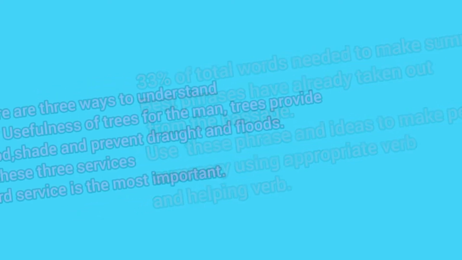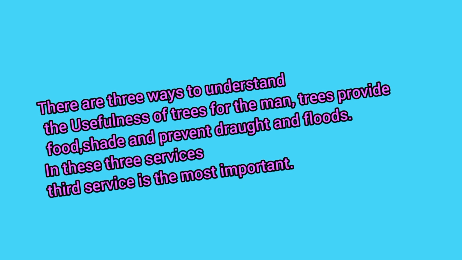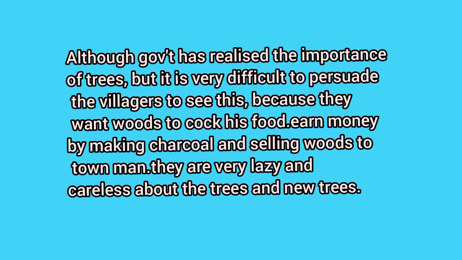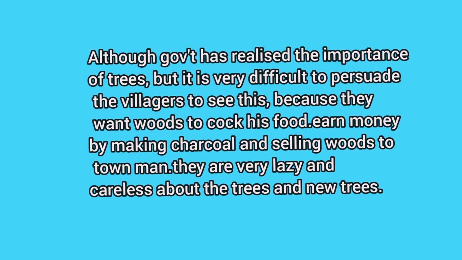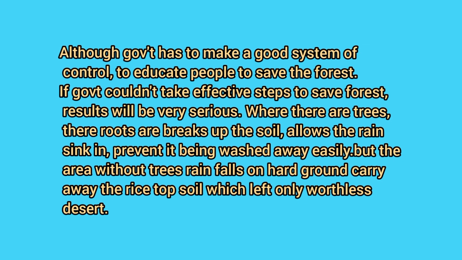Let's see. There are 3 ways to understand the usefulness of trees for the man. Trees provide wood, shade and prevent drought and floods. In these 3 services, the third service is the most important. Although government has realized the importance of trees, here it is very difficult to persuade the villager to see this, because villager wants wood to cook his food, earn money by making charcoal and selling wood to the townman. They are very lazy and careless about the new plantation and new trees. Although government has to make a good system of control and educate the people to save forest. If government couldn't take effective steps, the result will be more serious.